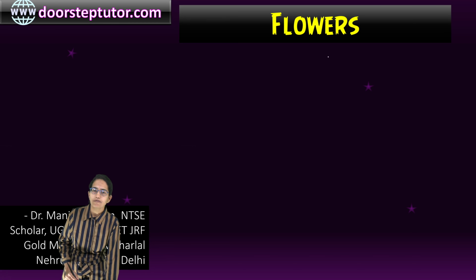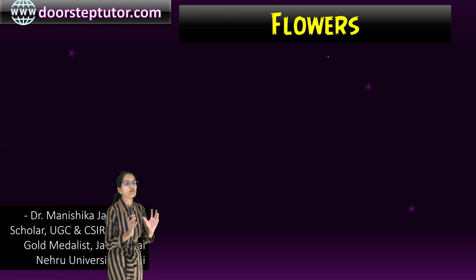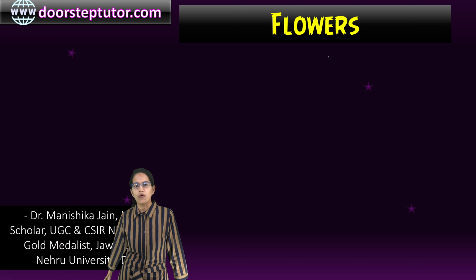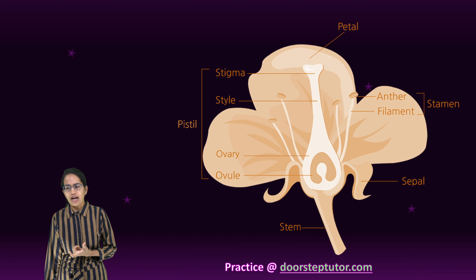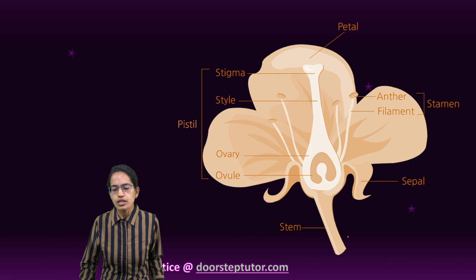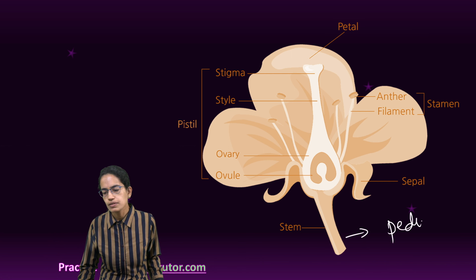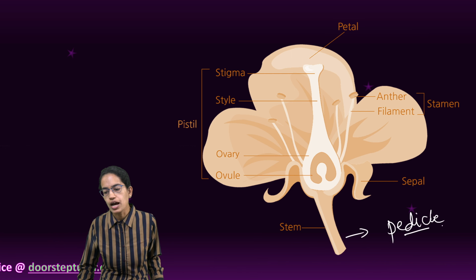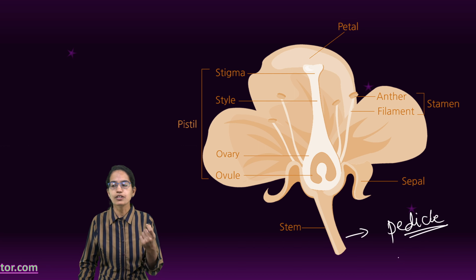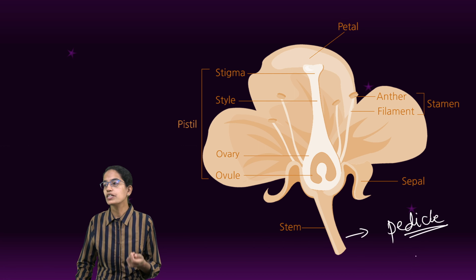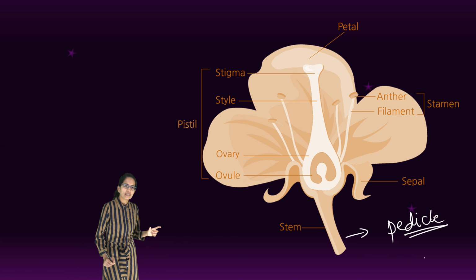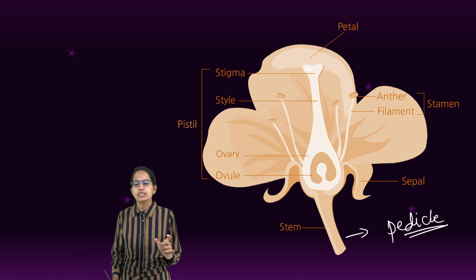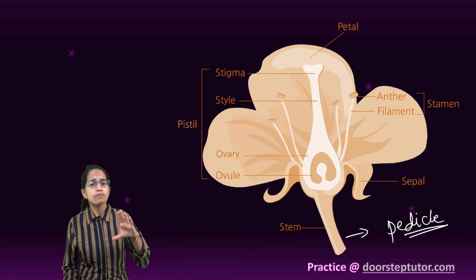Welcome. In this lecture, we will talk about the flower, the four whorls of the flower, which are extremely important to study. Before we begin, some of the flowers have a stalk. This stalk is known as pedicel, and flowers which have the pedicel are known as pedicellate flowers. In case there is no pedicel present, those flowers are called sessile flowers.